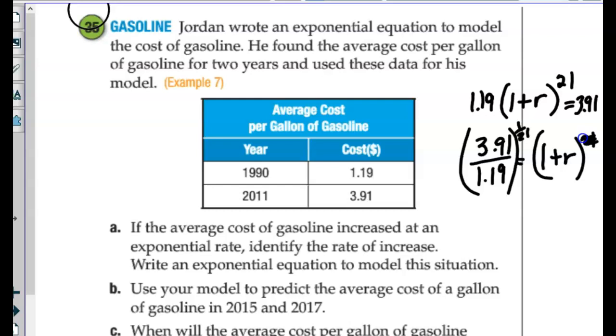Okay. So 3.91 divided by 1.19, then all of that to the 1 divided by 21 power. I have 1.05828, 1 plus R, so the rate is 0.0583 maybe? Did you go that many places? Okay. Well, you're gonna get a different answer probably than I would, okay.